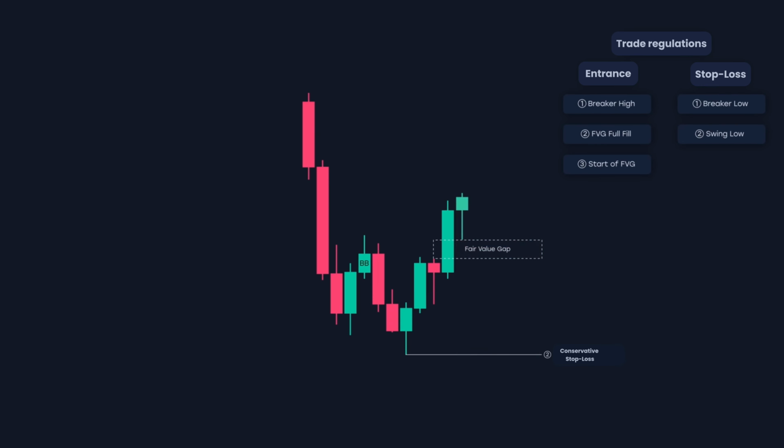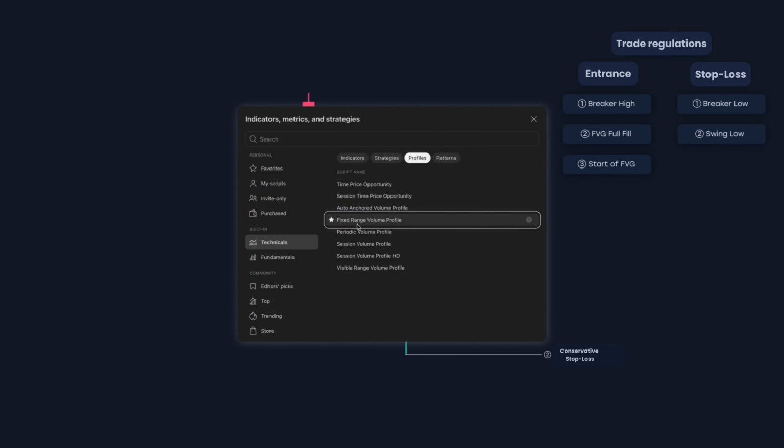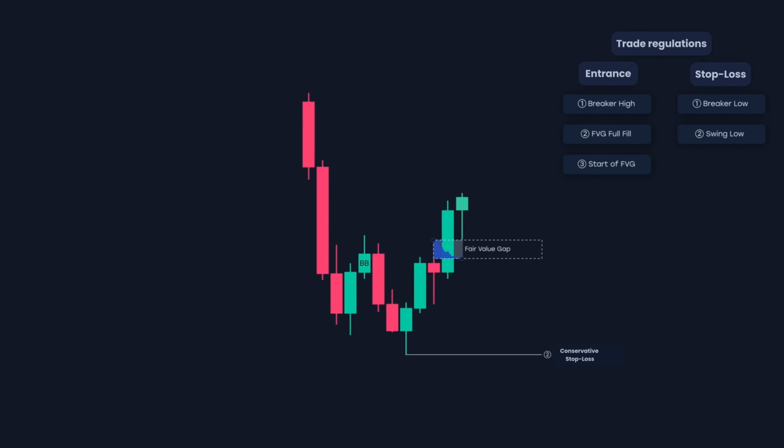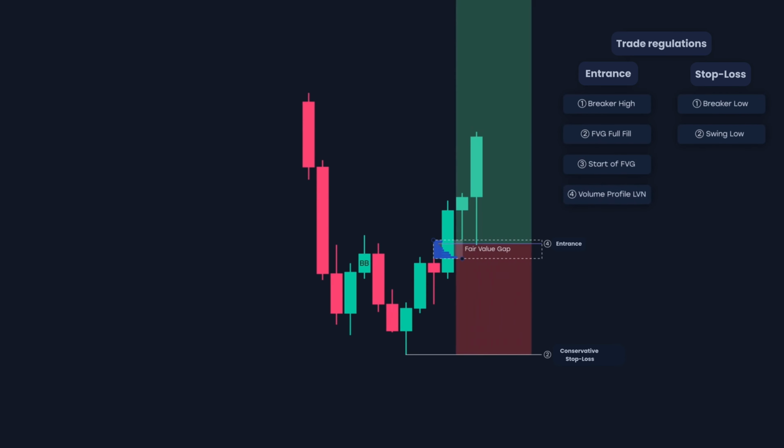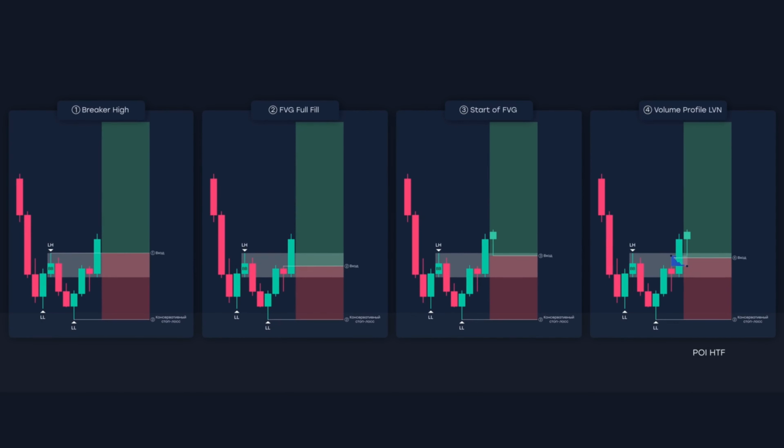The next entry is a modification of the previous one and involves using the volume profile for the range of inefficiency that has arisen within the breaker. The level where the lowest volume has been traded is highly likely to become a trigger for the price. This is where we can place a limit order to go long. These are the 4 key trade entries when trading the breaker. They are simple, reliable, and effective.